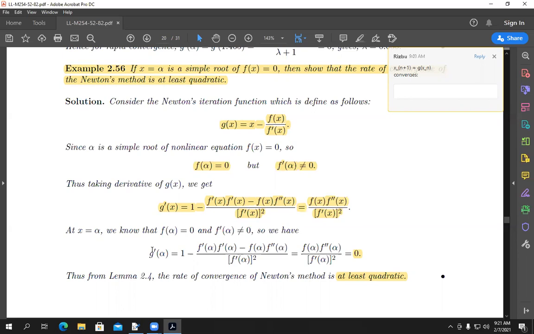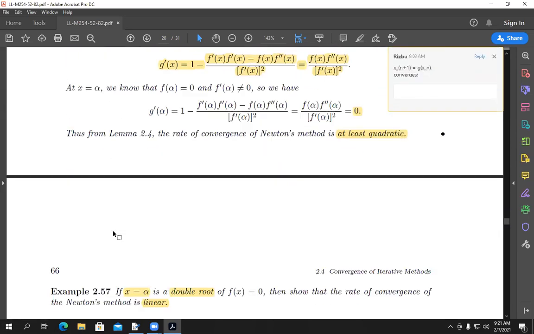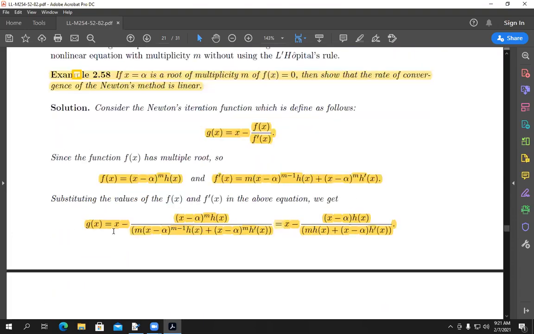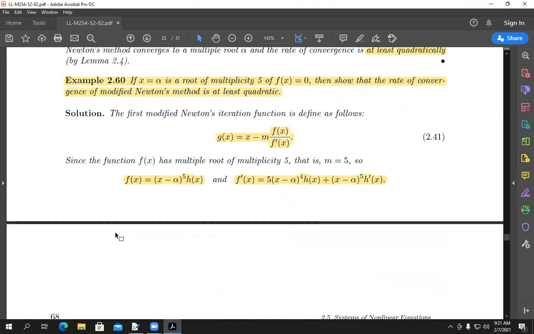Any question, please? Any student? No, it means everything is okay. Let's move to the last topic of chapter number 2.